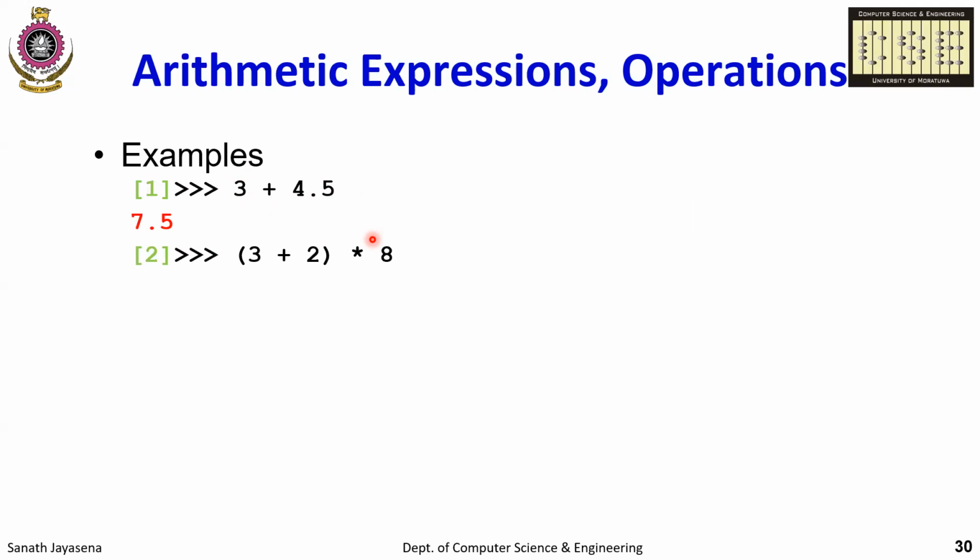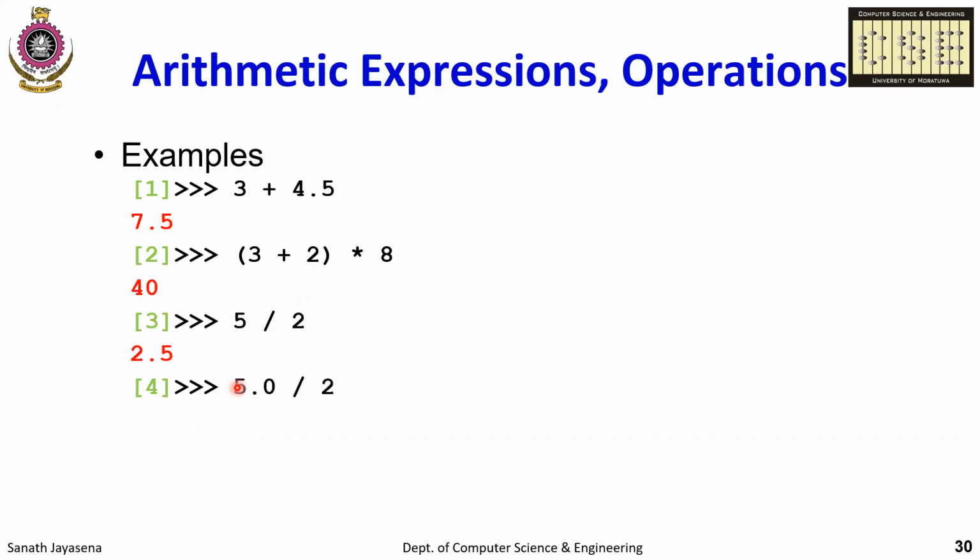And 3 plus 2 multiplied by 8. This is the multiplication, and that will give you 40. That's fairly straightforward. 3 plus 2, the whole thing is 5, then multiplied by 8. You have parentheses to make this happen first. Then if you say 5/2, this slash symbol basically means division, and you get the answer 2.5.